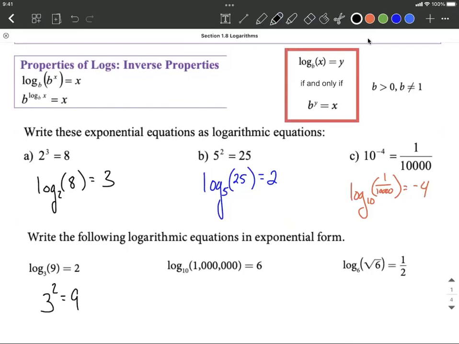What about log base 10 of 1 million equals 6? Well, in this case, 10 is the base. I don't want that to be 10 to the millionth power, so it'll be 10 to the 6th power equals 1 million. And finally, over on the right-hand side, identify the base as 6. Can't be 6 to the square root of 6, so it'll be 6 to the 1/2 power is going to equal what was on the inside, the square root of 6. Hope this helps out. This is an important skill to understand how to switch back and forth between logarithmic and exponential functions.